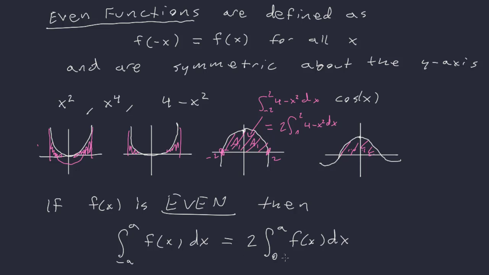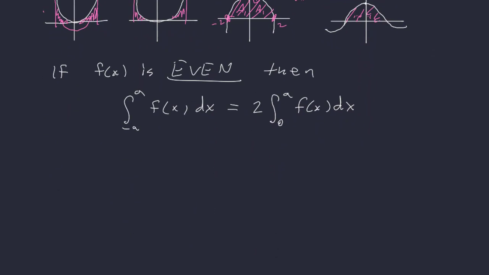And what's nice about that is if the lower limit is 0, well, that's always our nicest limit to plug in using the fundamental theorem of calculus. So just taking that and multiplying by 2 is great. That speeds up the process because we're not plugging in an f of a and an f of negative a. We're just plugging in an a and 0. And the reason why this works, again, is because of the symmetry.